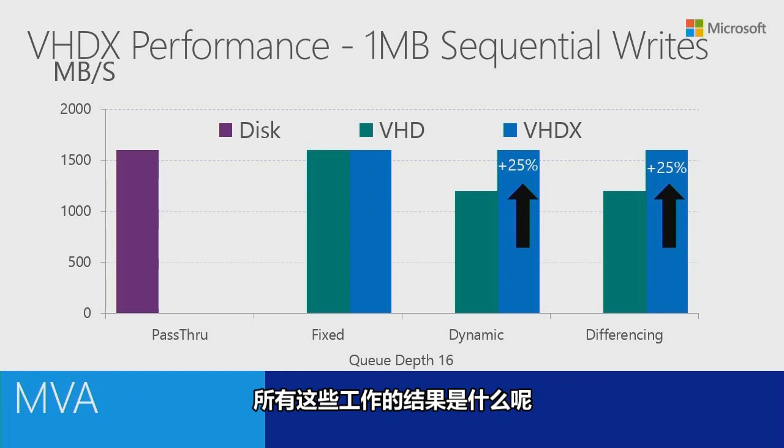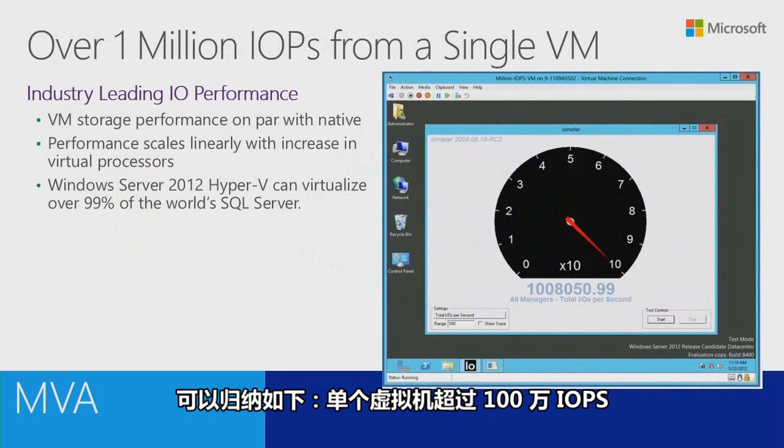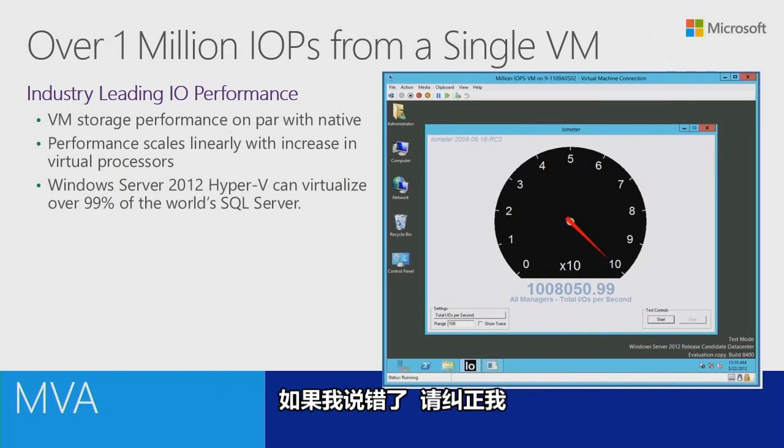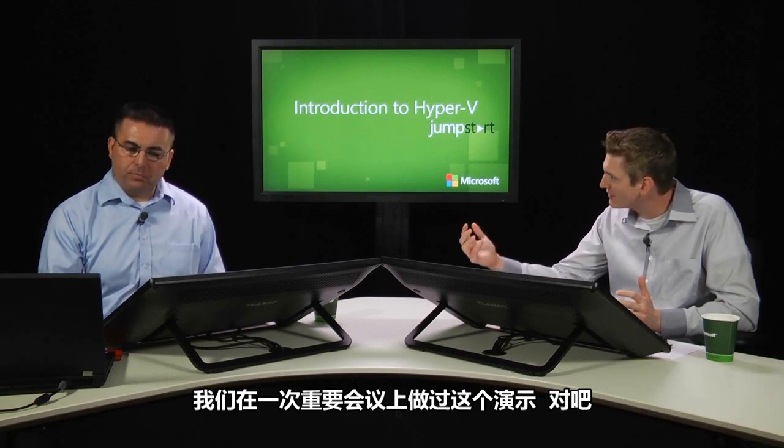What are the results of all this work? Well, I can pretty much sum it up right here. Over 1 million IOPS from a single virtual machine. And correct me if I'm wrong, we did this on stage at a major event, right? We've actually done this on stage multiple times in front of multiple thousands of people.